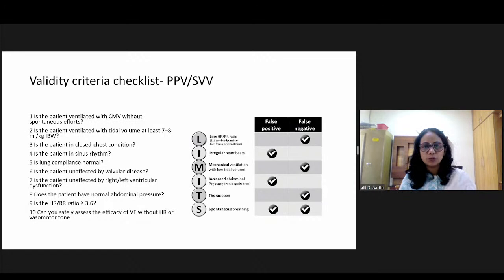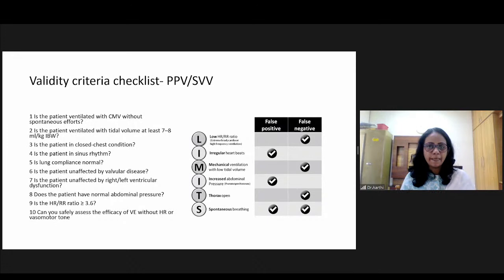So in certain situations when there is extreme tachycardia or extreme bradycardia and high frequency ventilation, the pulse pressure variations may be falsely negative. And in case of irregular heartbeats like atrial fibrillation, the pulse pressure variation might be falsely positive. And when patients are ventilated with low tidal volumes in an ARDS kind of picture, that might also give us falsely negative values.